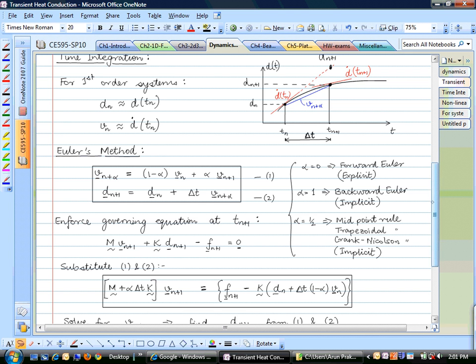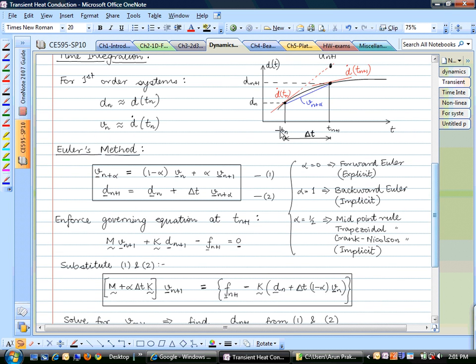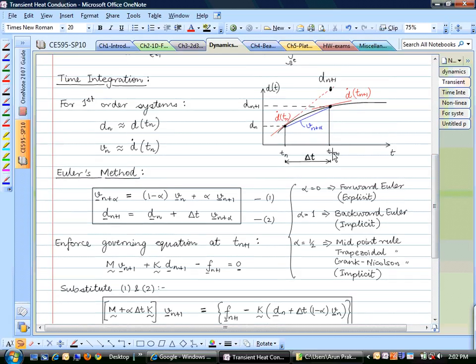And once you solve this for V, you can go back and plug that into the first equation. You can get Vn plus alpha, and you can take that Vn plus alpha here and solve for Dn plus 1. So the idea is that at this point, we had D, the temperature, and the rate of change of temperature at Tn. Using that information, we have marched to this new time, and you can keep on repeating that process.